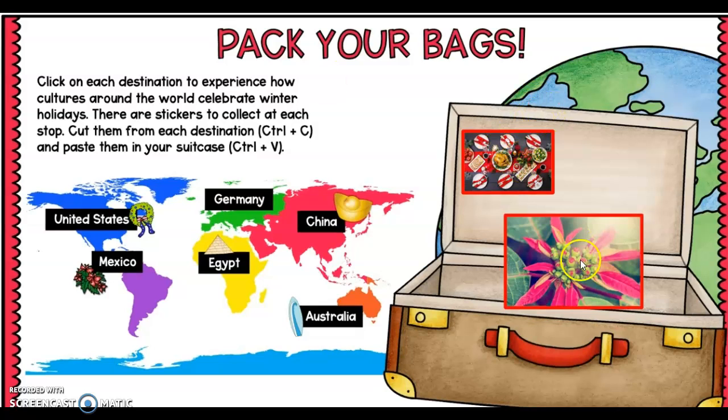There are stickers like these at each stop that you're going to collect. So the way you do that is you have to click Control C. So you're going to look for these 2 keys on your keyboard and you're going to push them together to copy. And then to paste them here in your suitcase, you're going to click Control V.